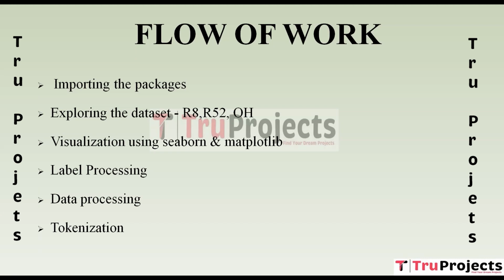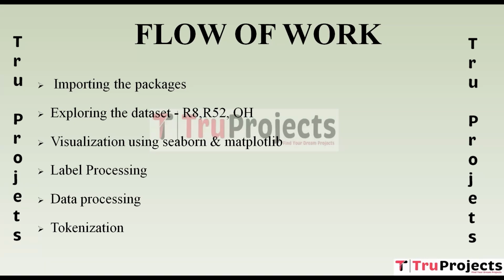Label processing. Label processing involves preparing the target labels for the text classification task. Depending on the dataset and task, labels might need to be encoded into numerical format, one-hot encoded, or subjected to other transformations. This step ensures that the labels are compatible with machine learning models.